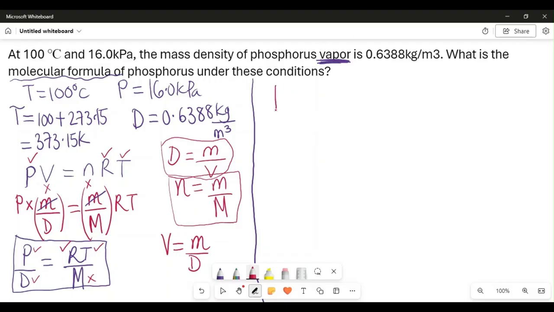So to get this equation now in terms of M, we end up with RTD, so gas constant times temperature times density, divided by pressure. And then we can input our information into this formula.